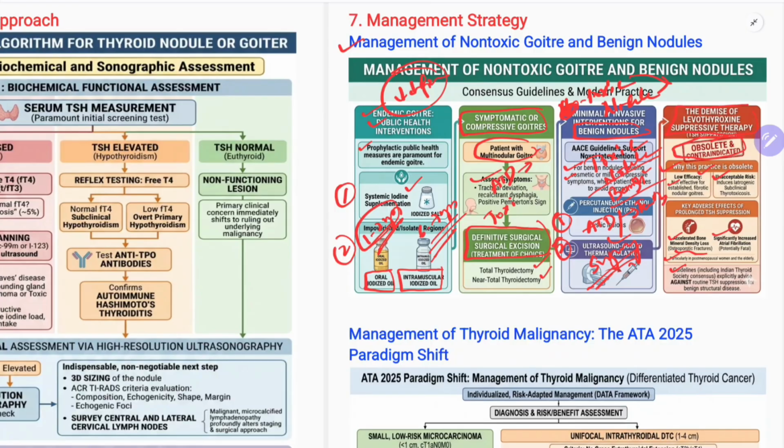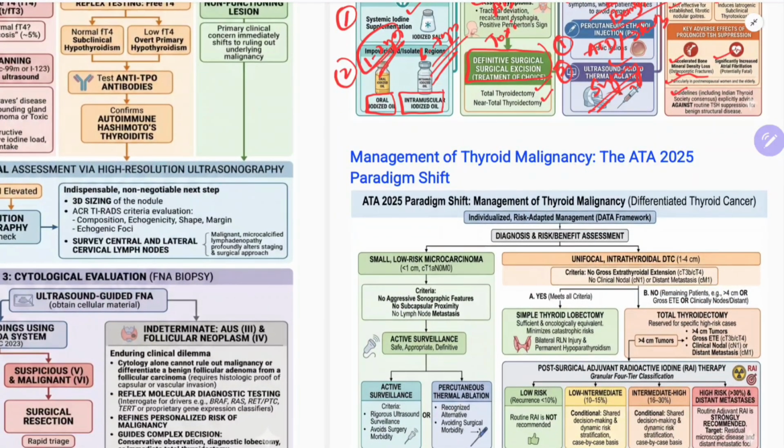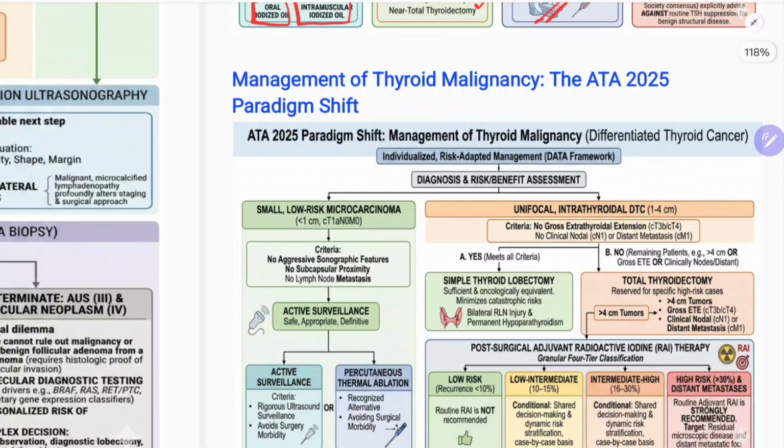Okay. Now, management of thyroid malignancy, ATA 2025 guidelines. Management of thyroid malignancy, differentiated thyroid cancer. It is individualized, risk-adapted management according to the DATA framework. So DATA are four things actually: demography, age, response to treatment, and one more. So diagnosis and risk and benefit assessment. After diagnosis, you assess the risk and benefit for this thyroid cancer.